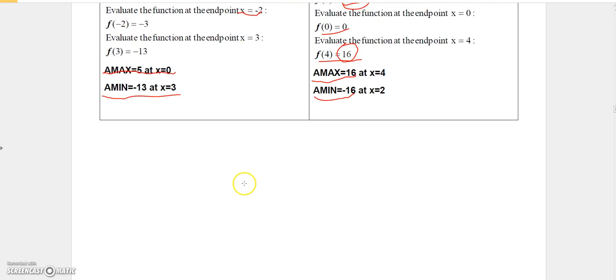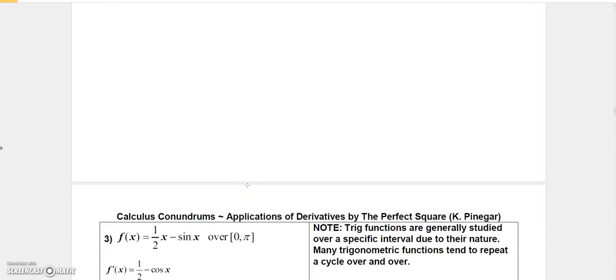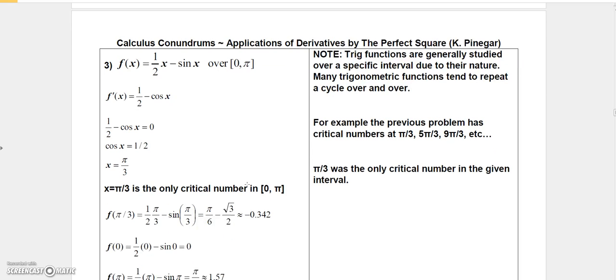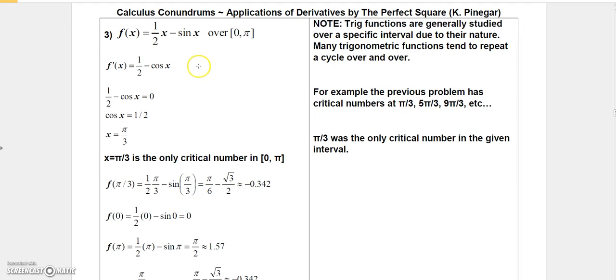Alright, let's look at a trig function. If you're in a business calculus class, you can probably skip this one. But the function is 1/2 x minus sine x from 0 to pi. Okay, well, if I take the derivative of this, the derivative of 1/2 x is 1/2. The derivative of sine x is cosine x, so I have 1/2 minus cosine x. If I set that equal to 0, I get cosine x equals 1/2.